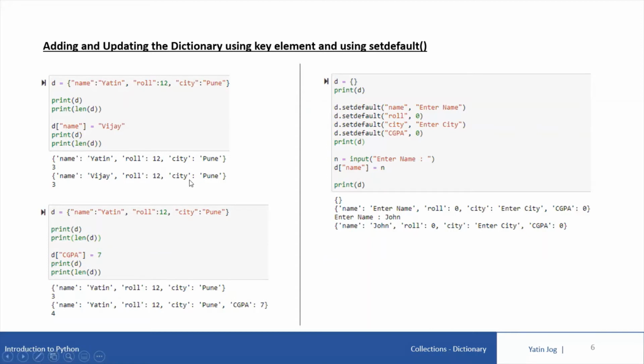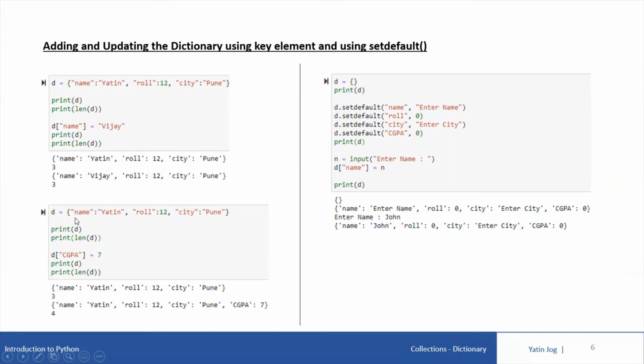Remaining items are unchanged and the length remains the same. We are not adding any element. We are just updating an existing key value pair. And always remember, we cannot update the keys. Keys are primary keys. They are unique in nature. So we cannot change keys. But of course, we can change or update the values.